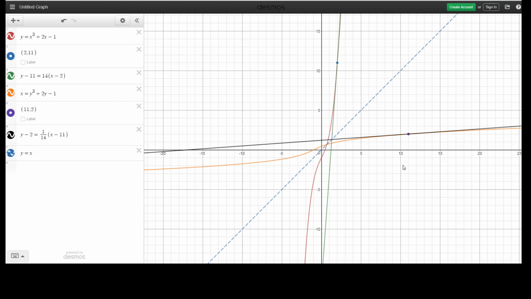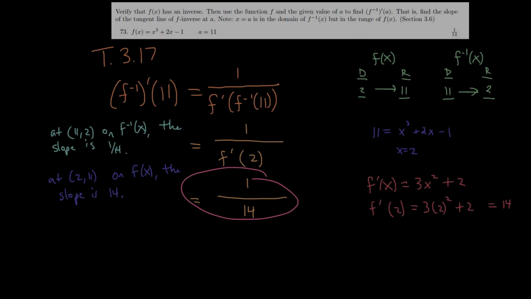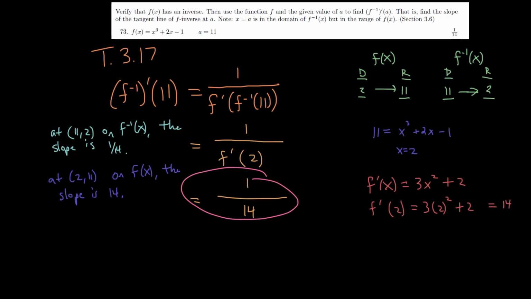There we go. Okay, so just wrapping up, that is how we find the derivative of an inverse function without ever knowing the explicit definition of the inverse function. If you're in our book, it's Theorem 3.17, a super important theorem out of chapter 3.